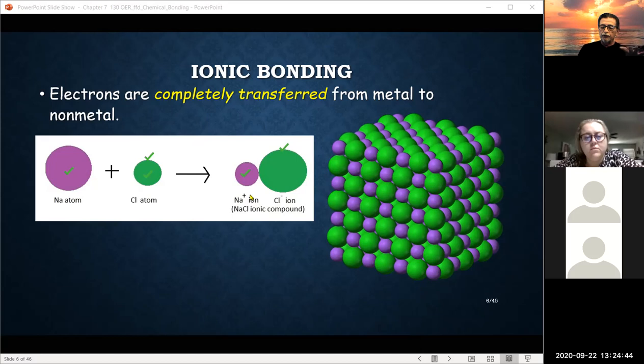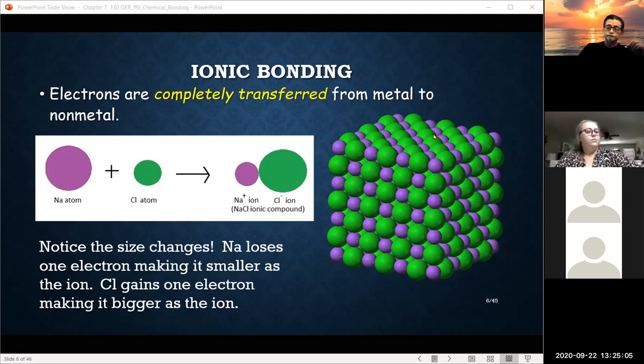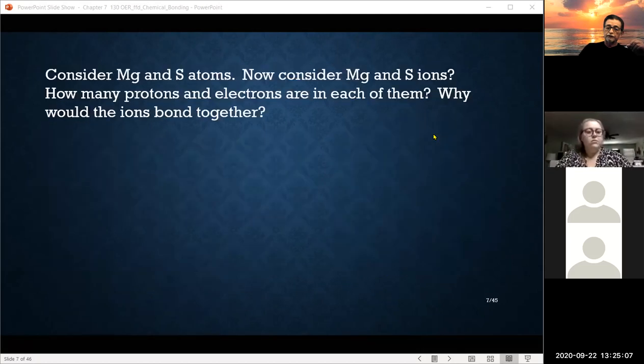And they attract to each other because of the full positive and the full negative charge, just like the 2 magnet examples I gave you. And then on the far right it gives you the structure, the crystalline structure of sodium chloride. Okay, notice the size piece.